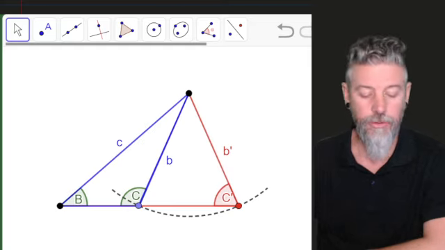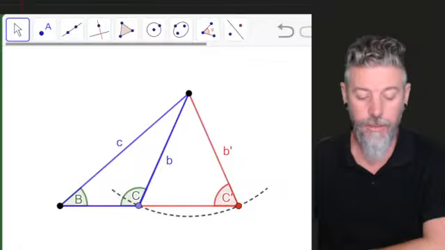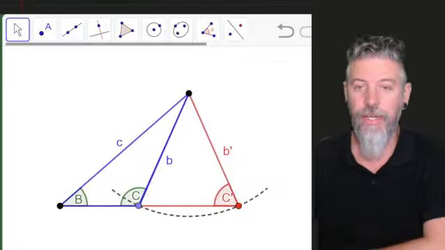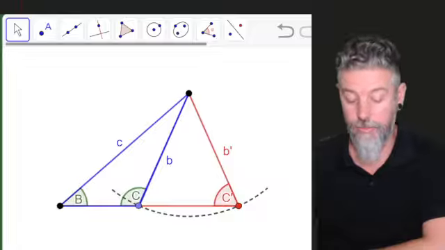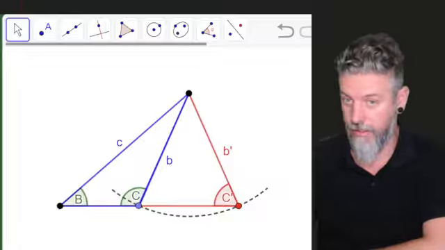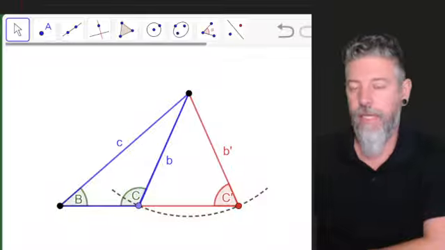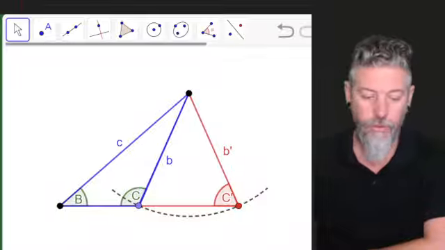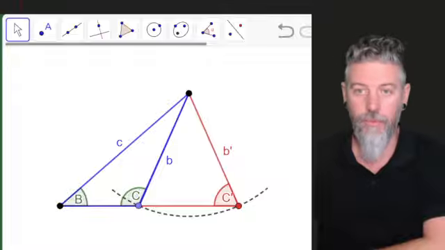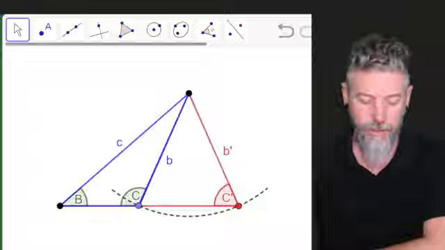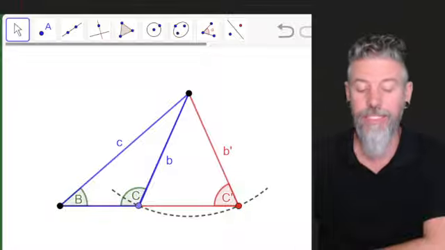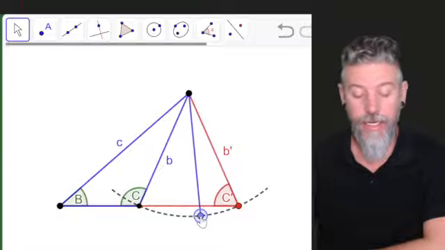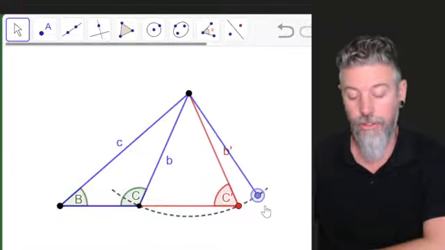In the blue triangle, you can see it has angles B and C, and they are opposite sides b and c. So that seems all fine and well. If we knew 3 of those 4 bits of information, we could find out the missing piece of information. But this side b can actually be swung around on a circular arc.